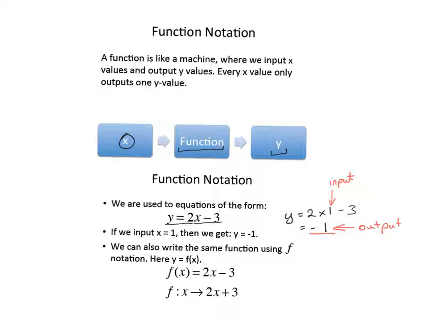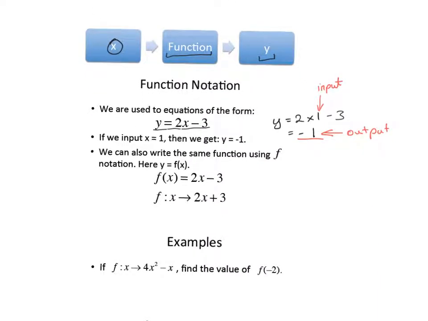So we can also write the same function using this f or function notation. So here, y equals f(x). That's really important. I want you to realize f(x) is also like another name for y. It's what the function does to x to get y. So we can rewrite the function as f(x) equals 2x minus 3. That's the main one we use.